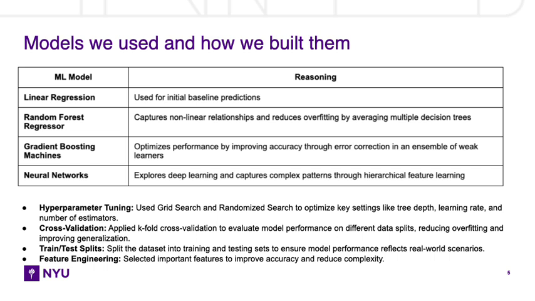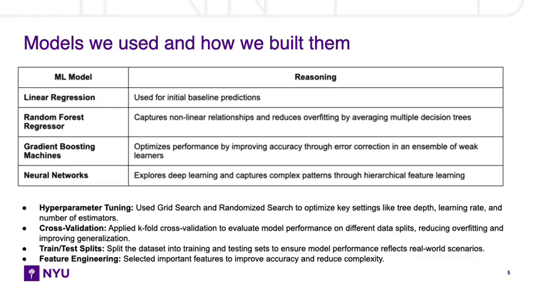The models we are using are linear regression, random forest regressor, gradient boosting machines, and neural networks. To improve results, we tune settings using grid search and randomized search, and we also use cross validation to check how well models perform on different data splits.